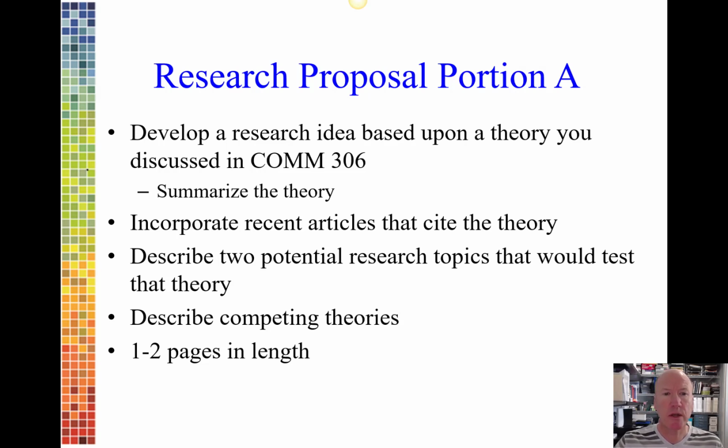You'll be summarizing that theory using academic sources, incorporating some recent articles that have tested that theory. And then I want you to describe 2 potential research topics that you could use to test this theory. So look at 2 good ideas that you might use in the next portions of the paper. And then lastly, I'd like you to think about 2 competing theories. So for example, if you're using social penetration theory, you might think about how expectancy violations theory could also potentially be used in your study. And this portion of the paper should be 1 to 2 pages in length.